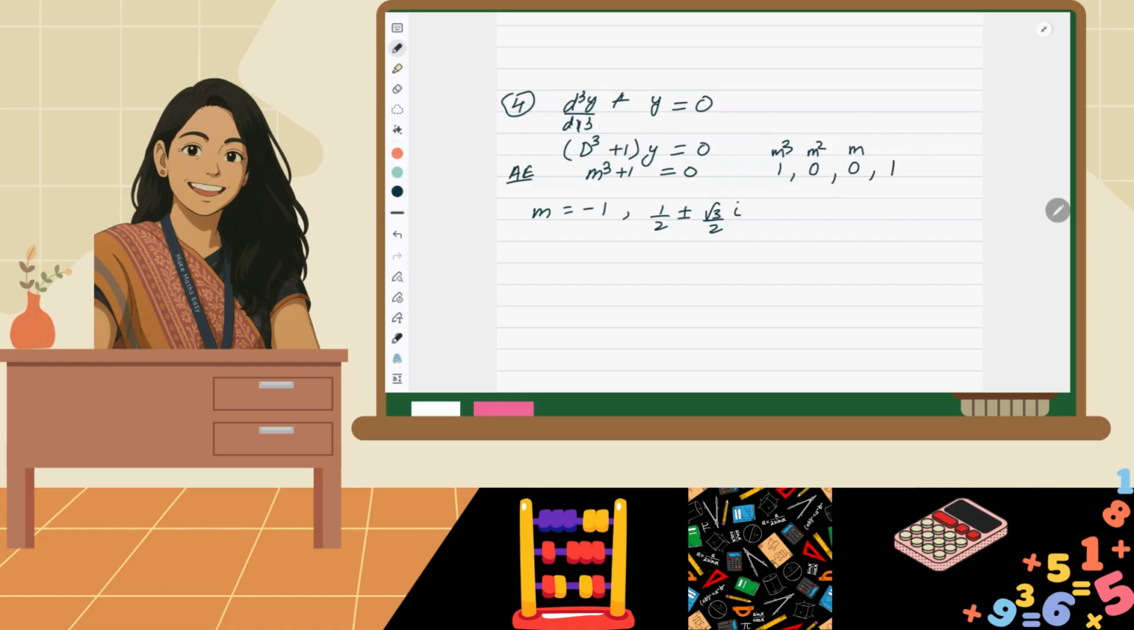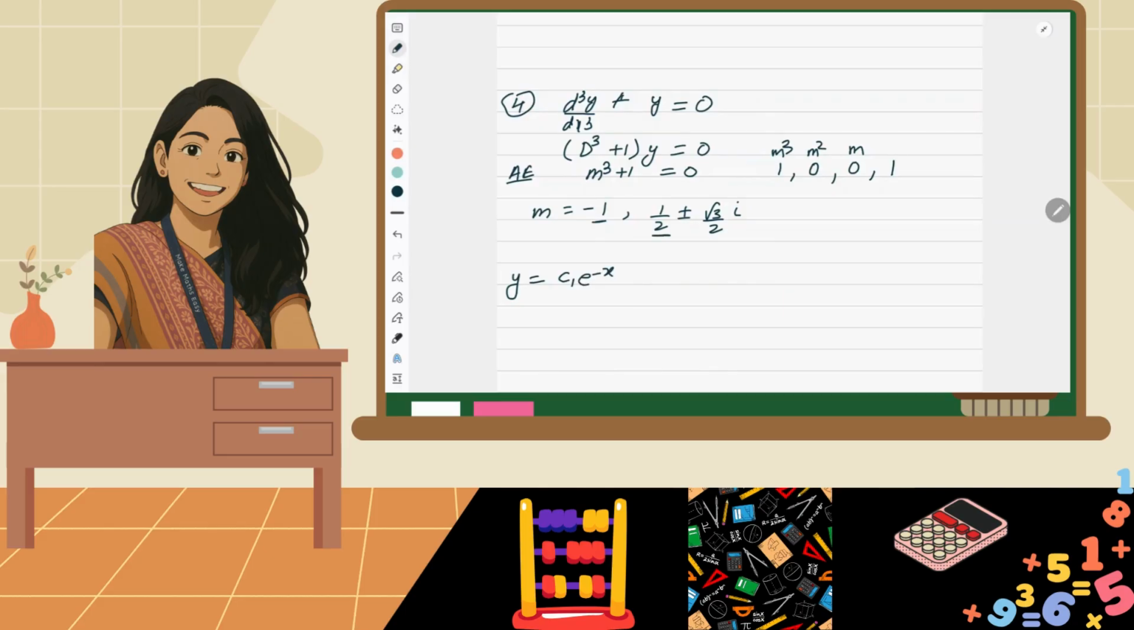And in the older version, there is a button called SD. If you press SD, it will change to fraction rather than decimal. Okay. So now how will I write the complementary function answer for this? Minus 1 is a real single root, right? So C1 e to the power minus x.